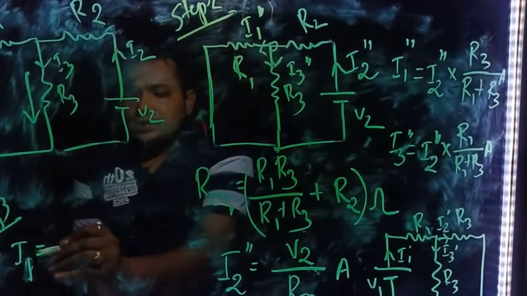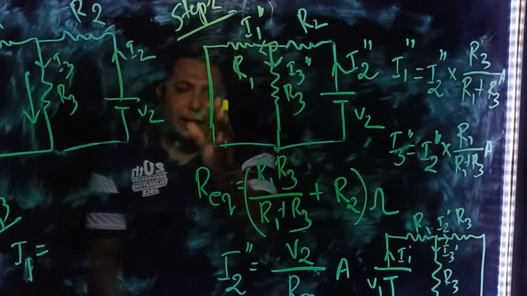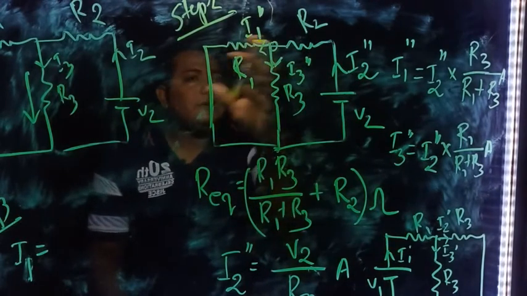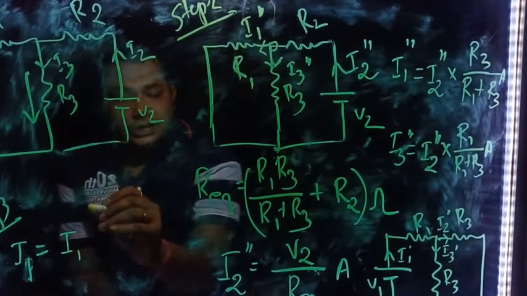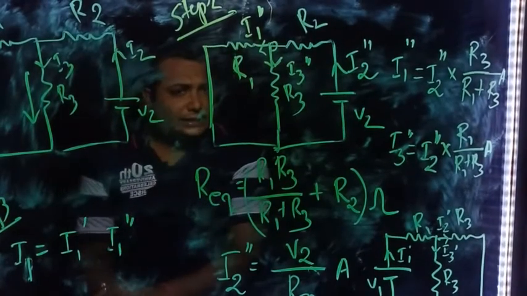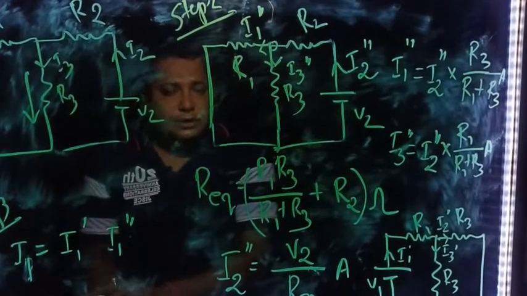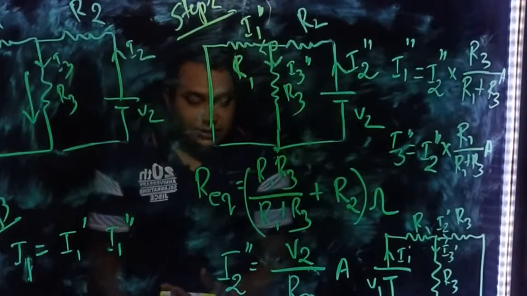First, this I1 is a combination of I1 bar and I1 double bar. For this particular circuit we have I1 bar, and for this particular circuit we have I1 double bar. So we can say that I1 is the vector summation of I1 bar and I1 double bar. Now the point is whether both will be additive or both will be subtractive. It depends upon the direction. So let us check the direction.